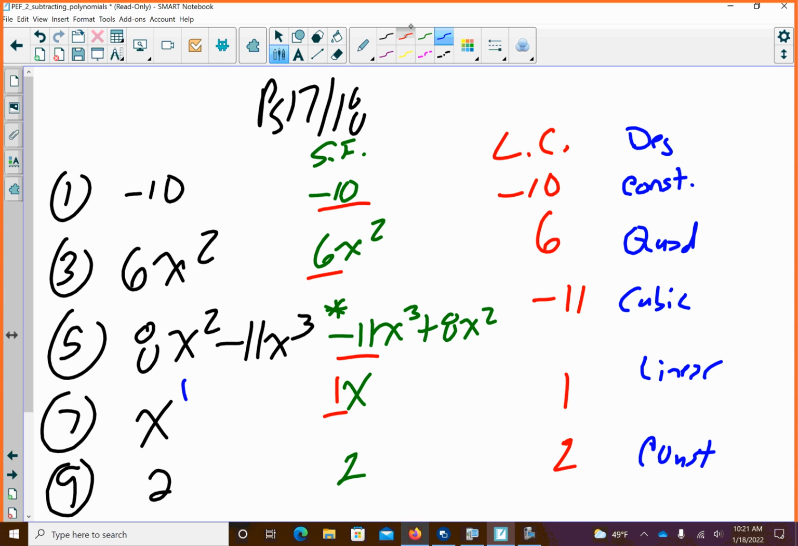And then name by number of terms. Name by terms. You have one term, so that's a monomial. Number 3 is one term, so it's a monomial as well. Number 5 is 2 terms, so it's binomial. Number 7 is 1 term, so it's monomial.